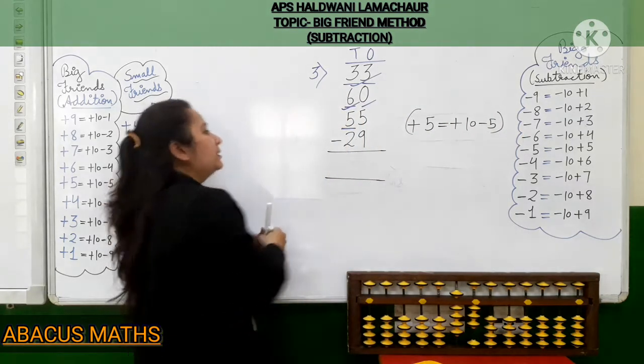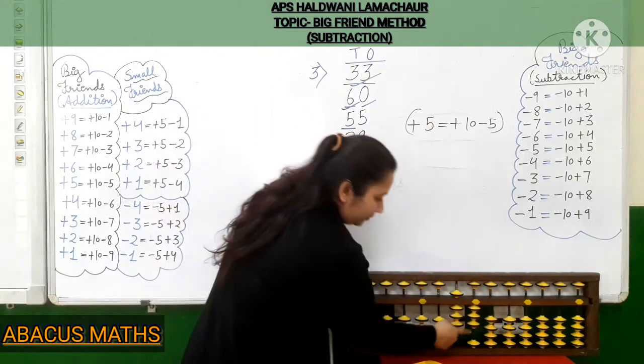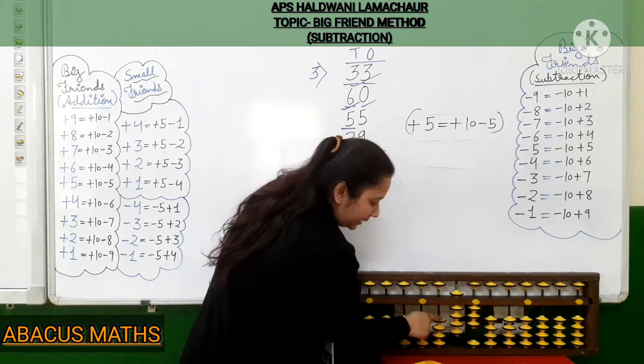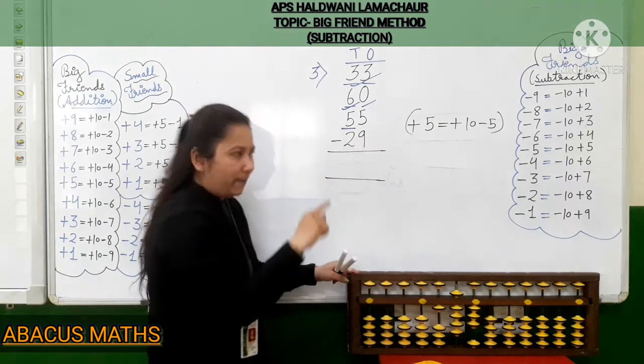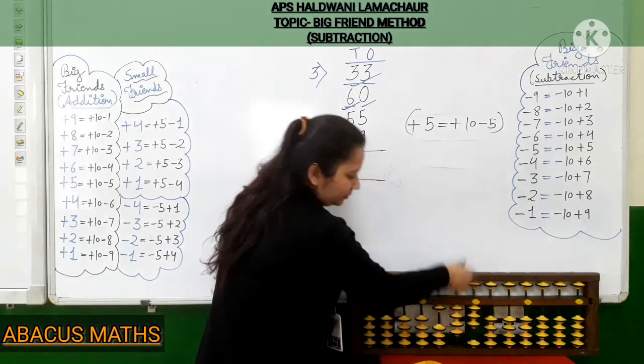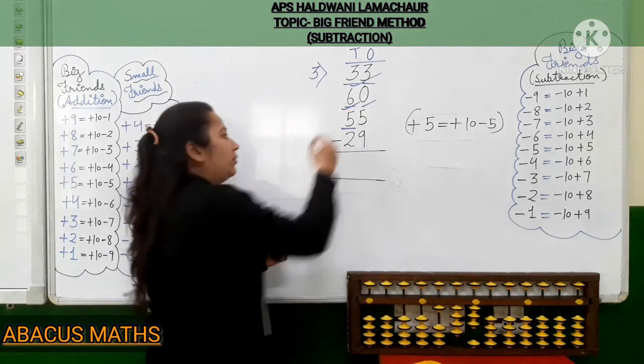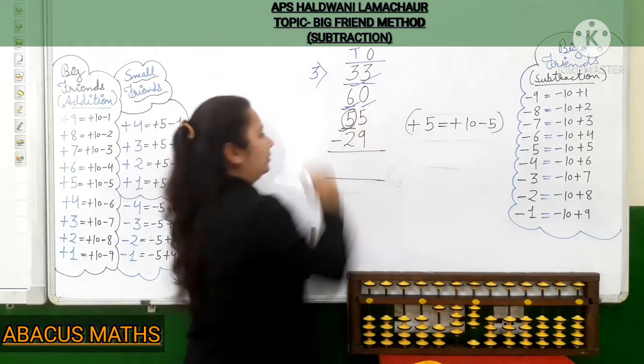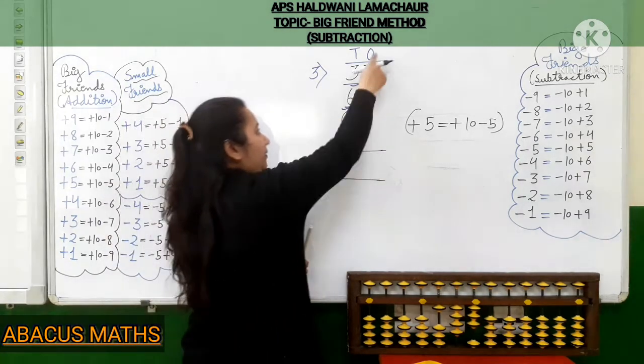Apply it. See, 5 you have to add in tens rod, means this. So plus 10 you will do here, one rod up, and minus 5 from the same rod. Tens rod. And your 5 is added.